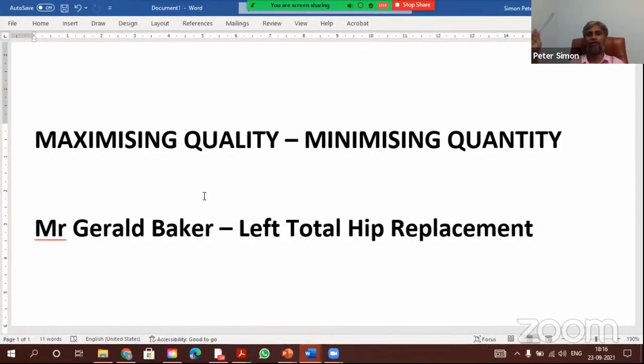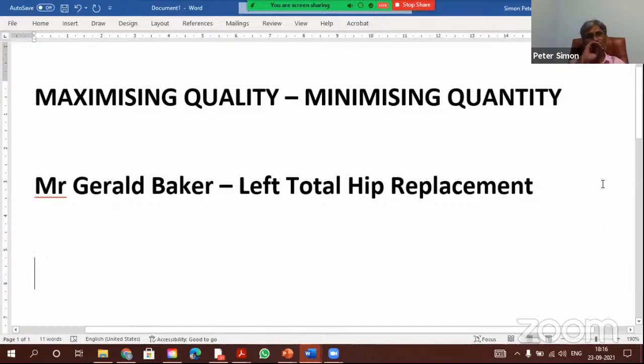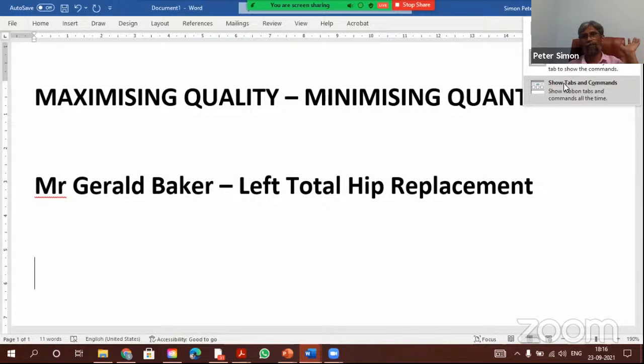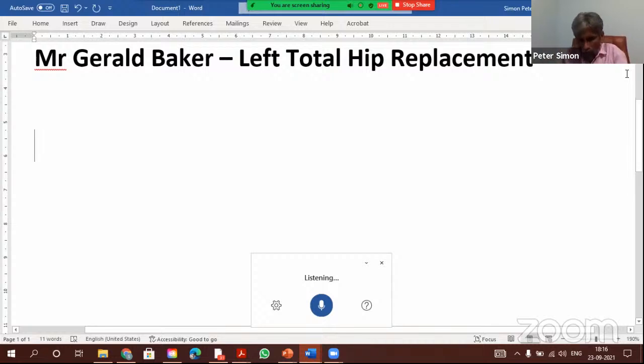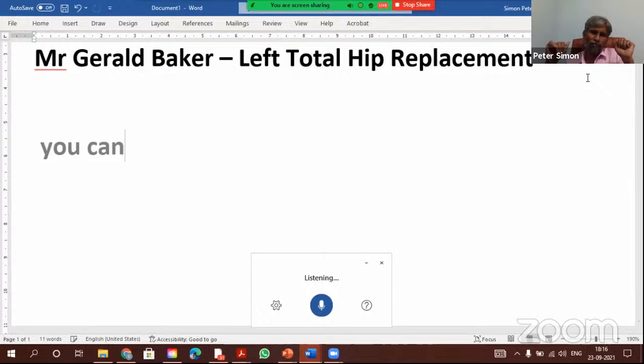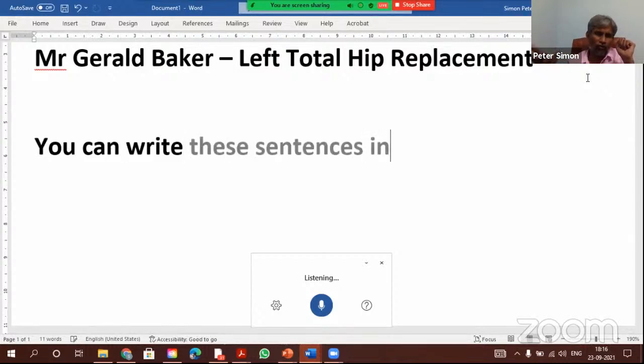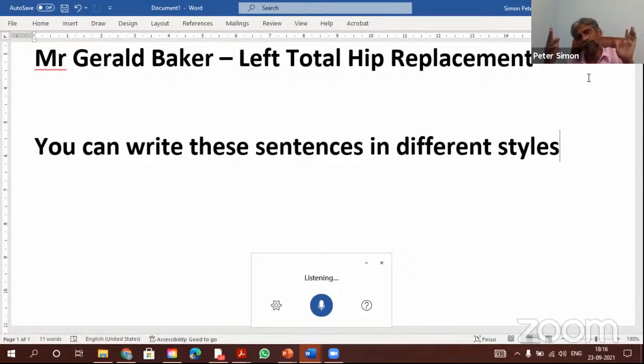Mr. Gerald Baker and left total hip replacement. So these are the points which you are taking. So how can you write these sentences? You can write these sentences in different styles, 101 styles.